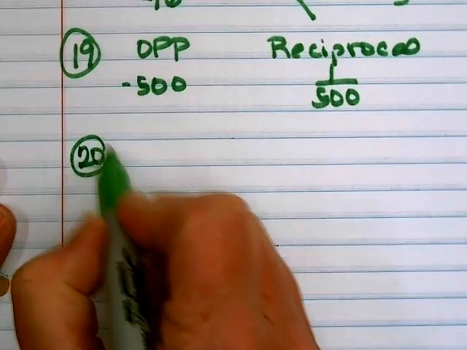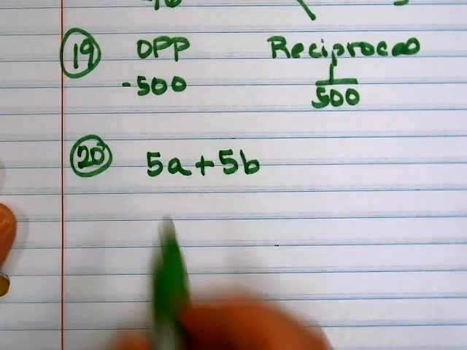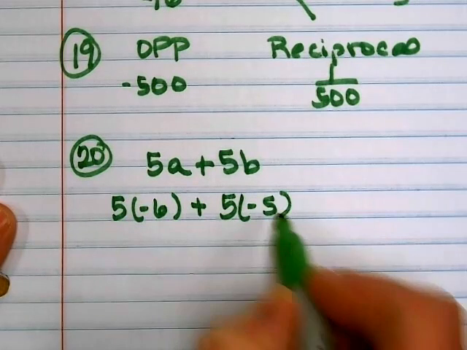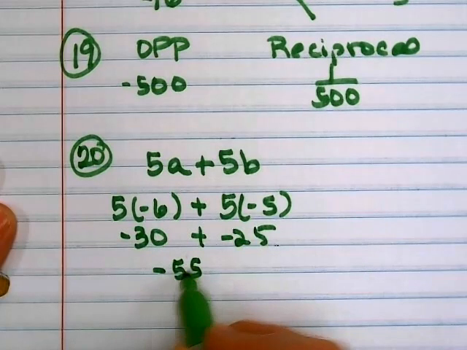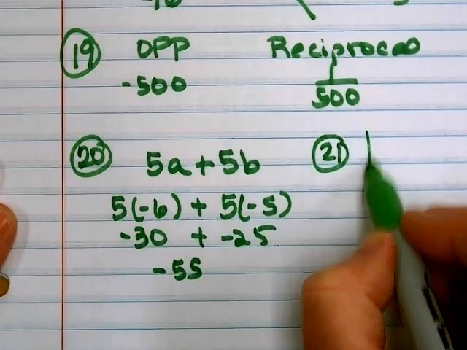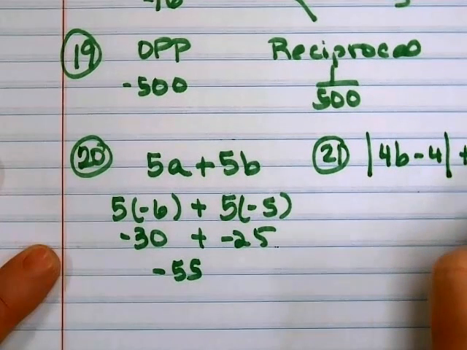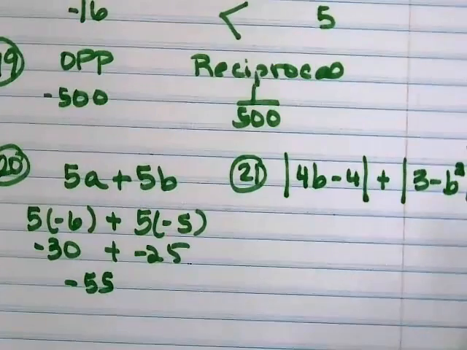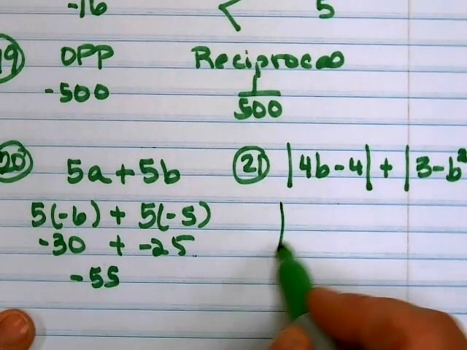20. Evaluate 5a plus 5b. A is negative 6. B is negative 5. Negative 55. 21. Absolute value of 4b minus 4 plus absolute value of 3 minus b squared plus 2b cubed. So when you plug b in, what are you going to get here?